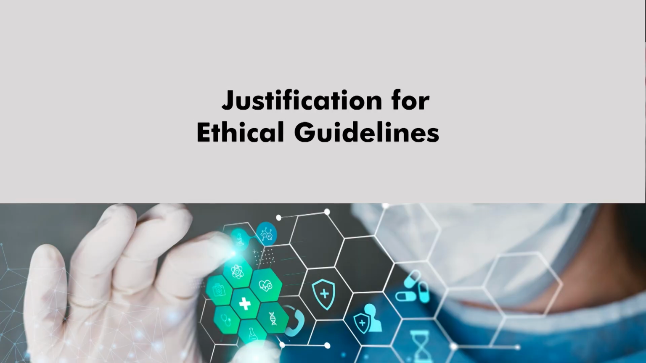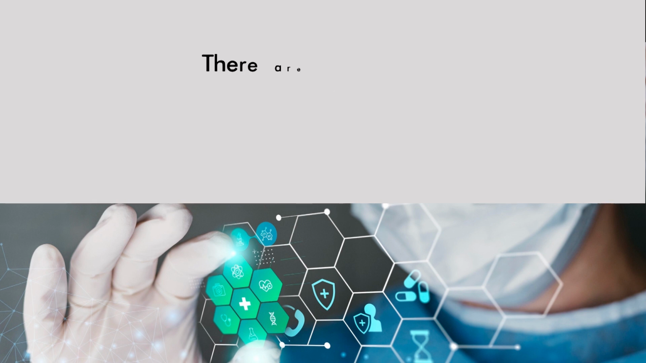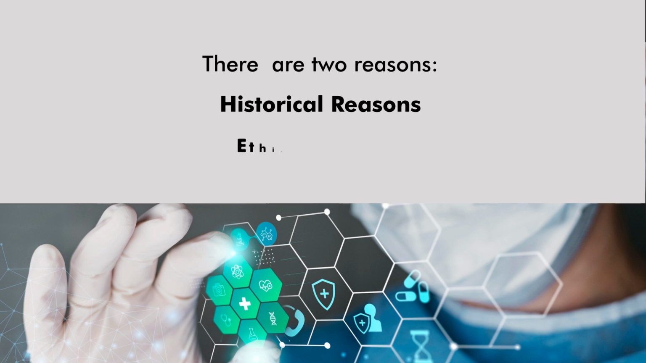Justification for ethical guidelines. Why do we need ethical guidelines or requirements for human subjects research? There are two reasons. The first one is the historical reason and the second one is the ethical reason.